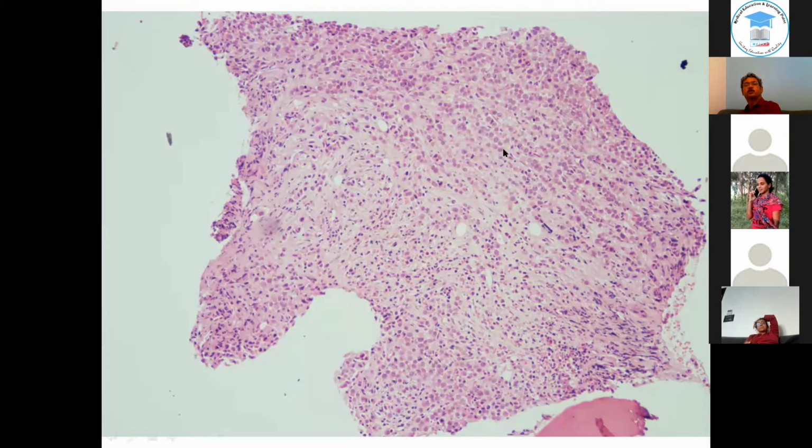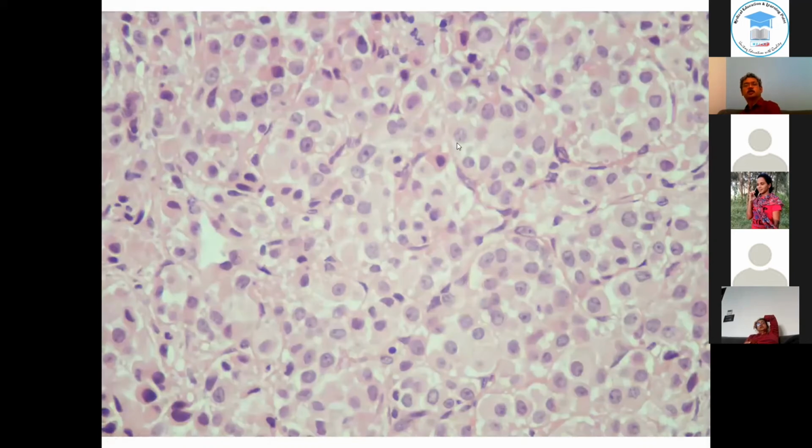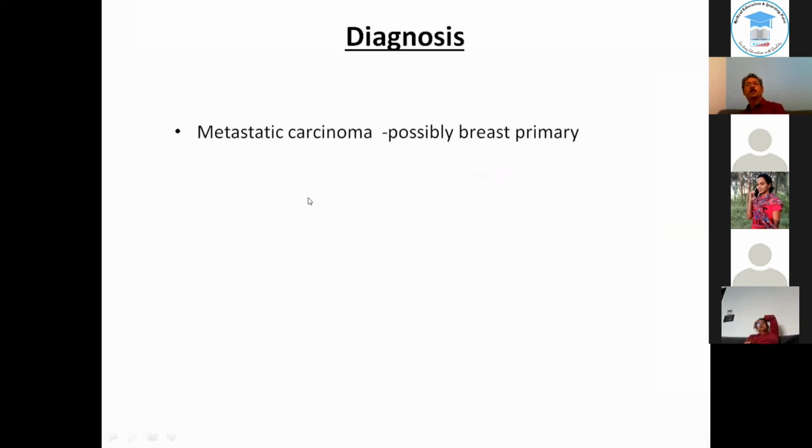And here are obviously epithelial cells, which have a kind of an Indian file appearance out here. And you don't see, well, very, very few hematopoietic cells. Again, very clearly epithelial cells, a carcinoma, groups of cells out here. And we made a diagnosis of metastatic carcinoma, probably breast primary.